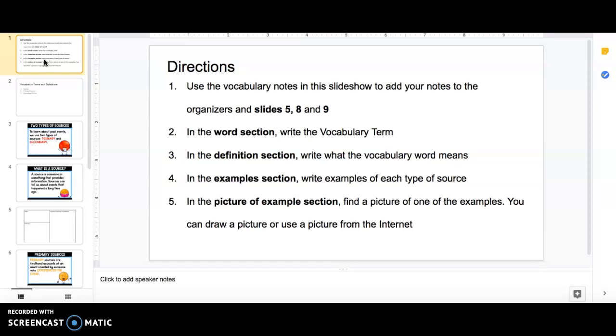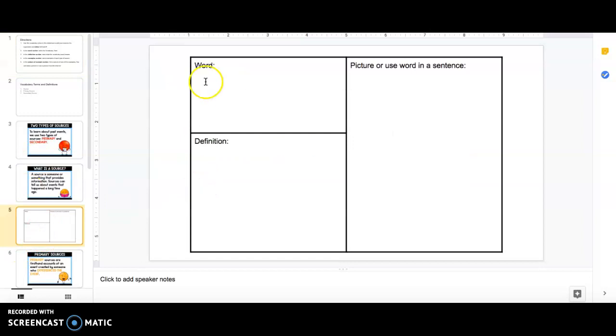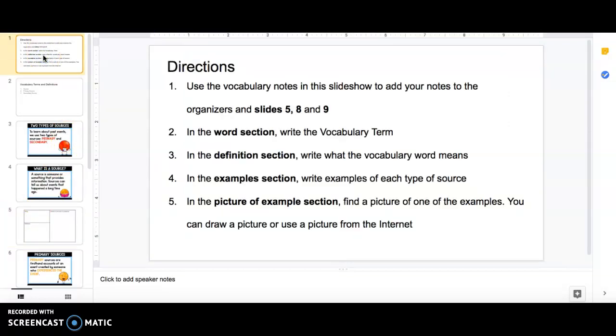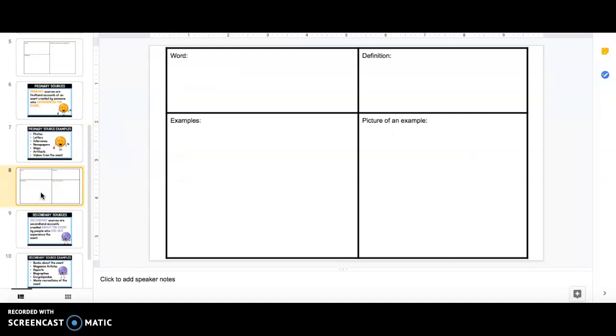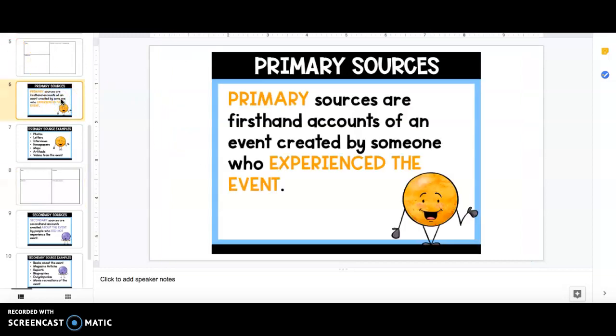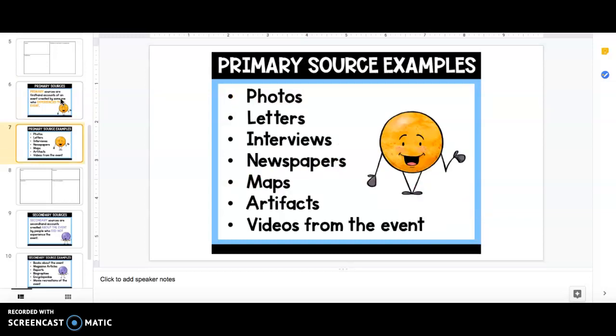Number 3, in the definition section, you're going to write what the vocabulary word means. So again, if we look at the organizer, your definition will go in this box right here. Number 4, in the example section, you're going to write examples of each type of source. So as you can see here, in the organizer, you have the example section. Every source you learn about today has examples on the following slide. So here, you can learn about primary sources, and then on the next slide are your examples.